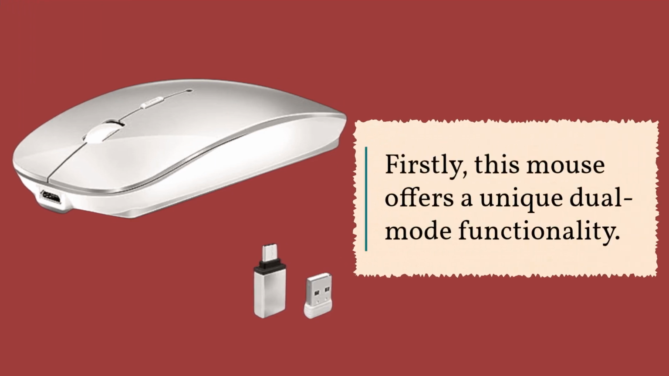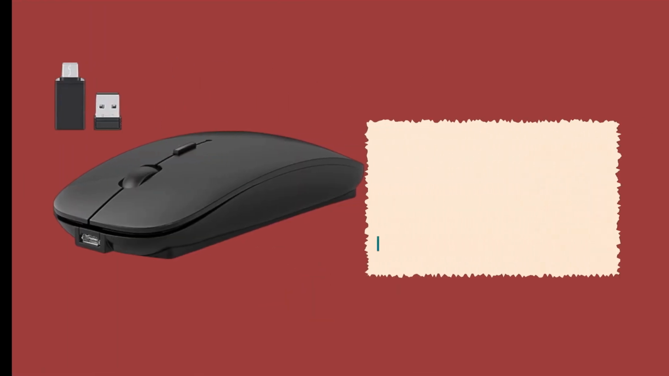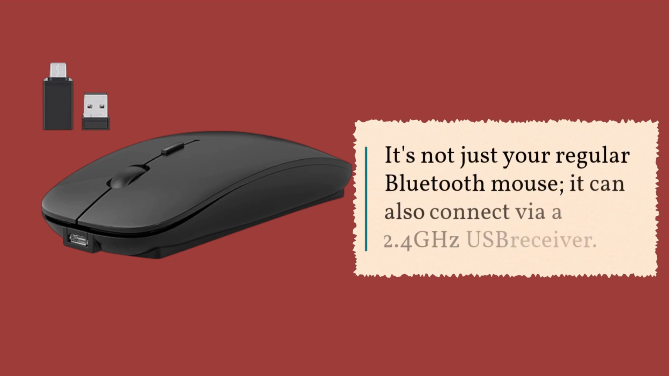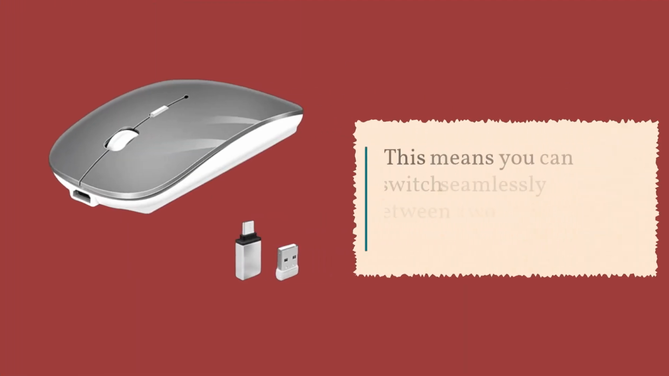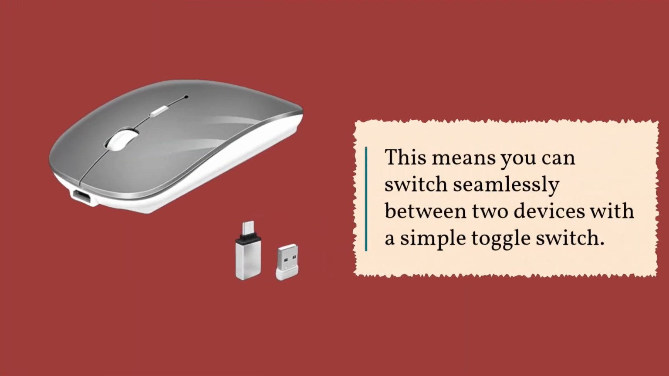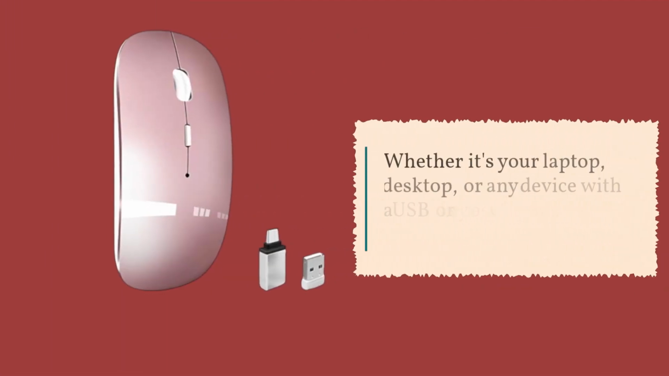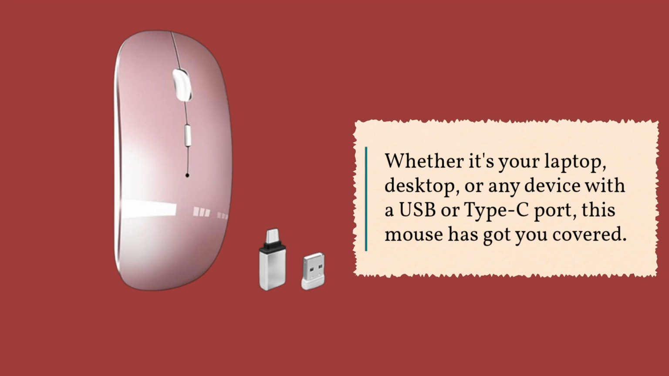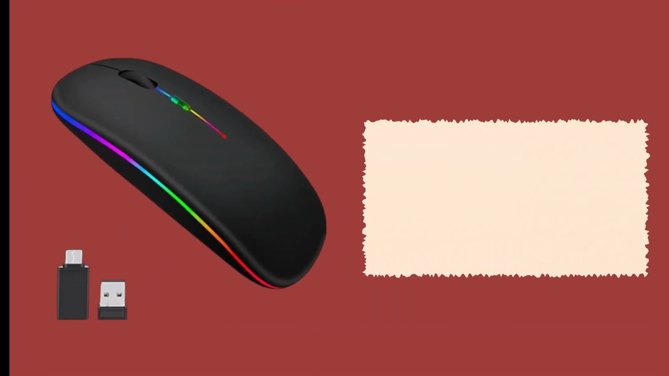Firstly, this mouse offers a unique dual mode functionality. It's not just your regular Bluetooth mouse, it can also connect via a 2.4 GHz USB receiver. This means you can switch seamlessly between two devices with a simple toggle switch. Whether it's your laptop, desktop, or any device with a USB or Type-C port, this mouse has got you covered.